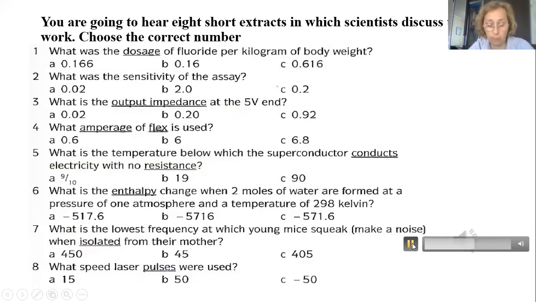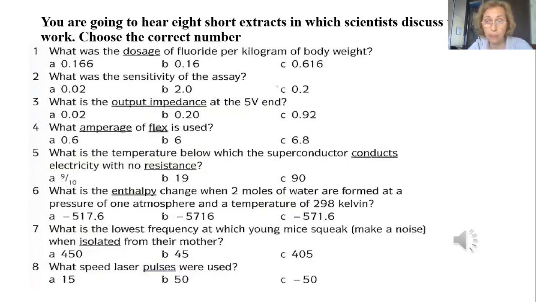The next one. 6. This shows that where 2 moles of hydrogen gas combine with 1 mole of oxygen gas to form 2 moles of liquid water at a pressure of 1 atmosphere and a temperature of 298 kelvins, the enthalpy change is minus 571.6 kilojoules. C. Yes, this is C. Because minus 571.6. Okay. So the next.